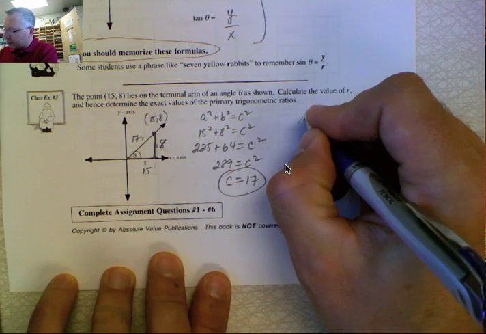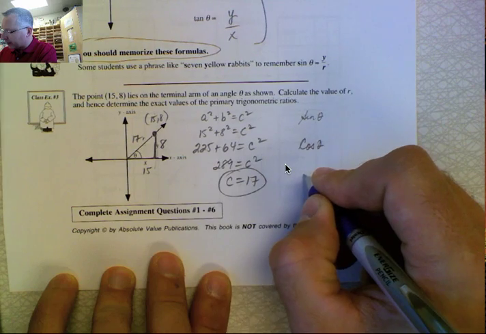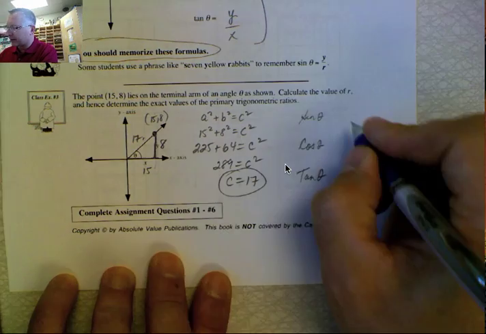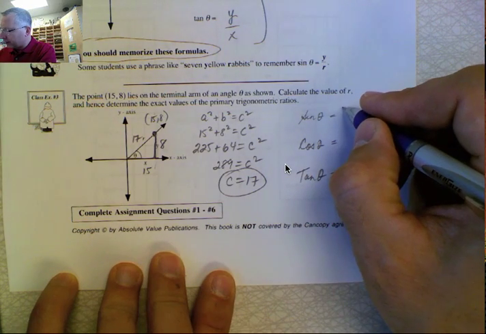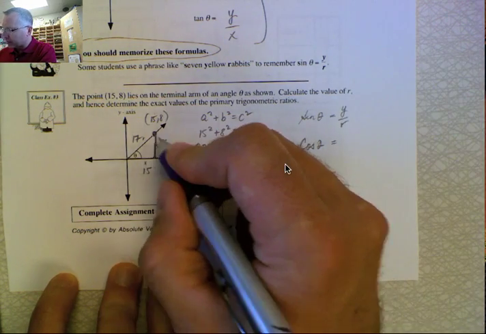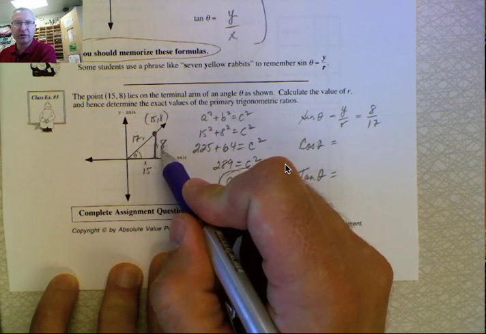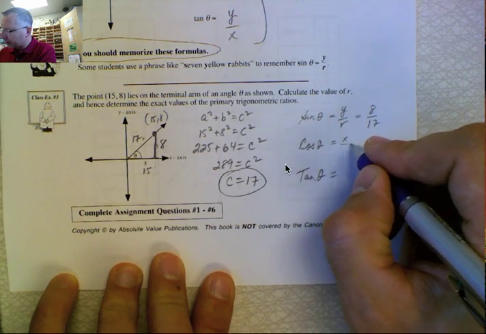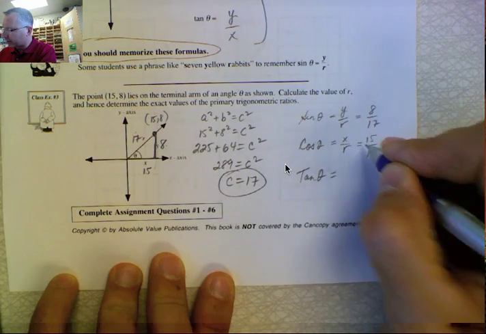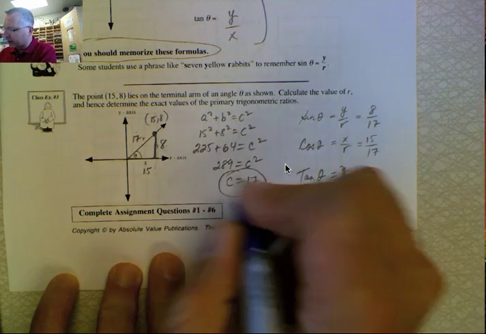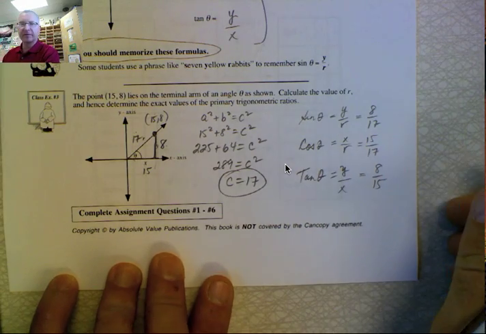So now they want us to write the ratios for sine theta, cosine theta, and tangent theta. So sine theta is actually y over r. It's opposite over hypotenuse, which is 8 over 17 in this particular triangle. Cosine is x over r, adjacent over hypotenuse, which is 15 over 17, and tangent's y over x, which is opposite over adjacent, so it's got the ratio of 8 over 15.